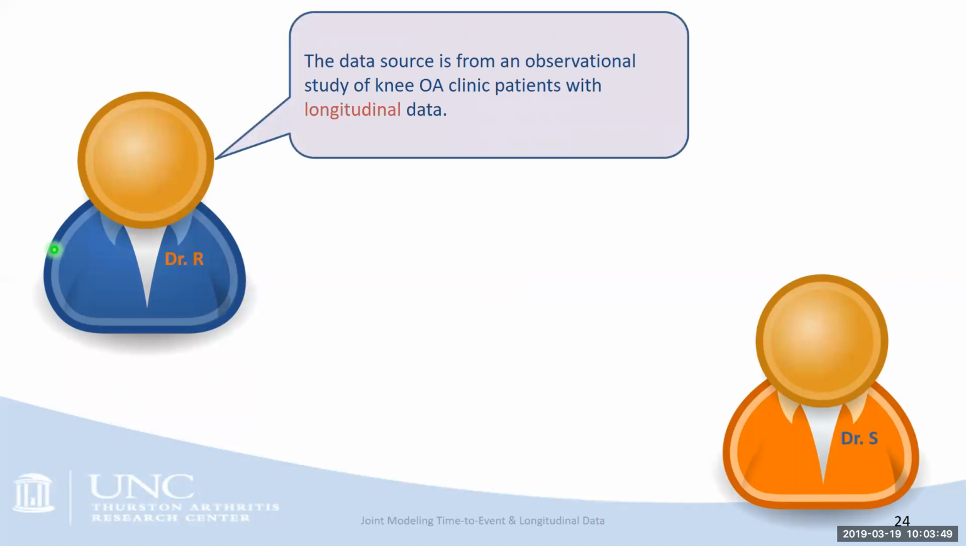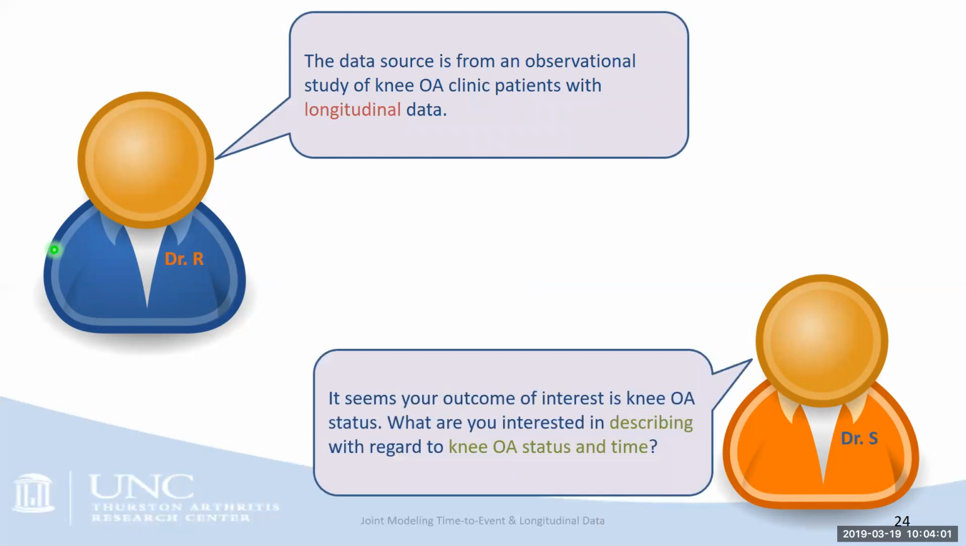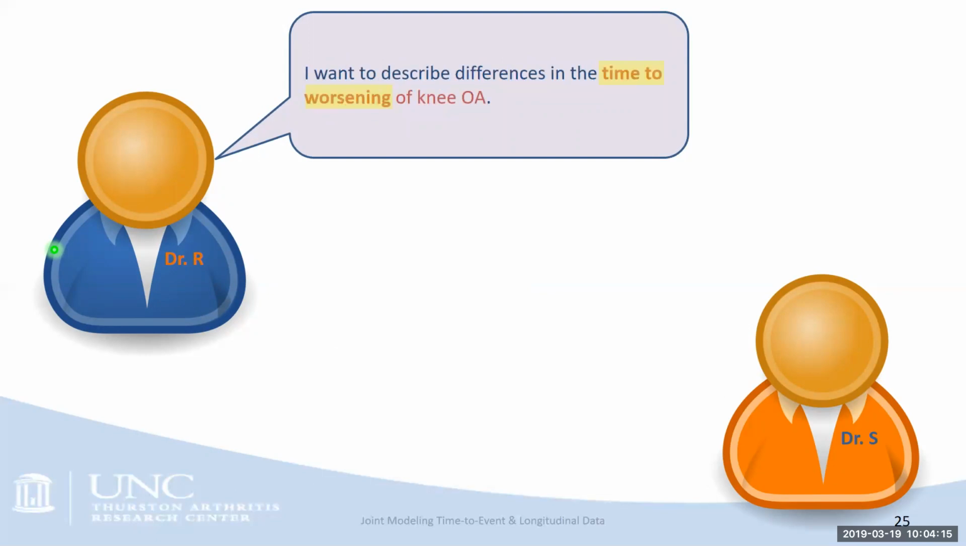And so in this case, we learned that this is from an observational study. These are patients who already have OA, who are coming to clinic, and you're collecting longitudinal data for them over time. So in this case, the outcome of interest seems to be this NEOA status. So a similar question to what we saw before. You should be thinking of what the interest is in describing this variable with regards to NEOA status and time.